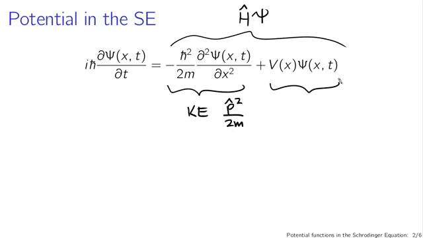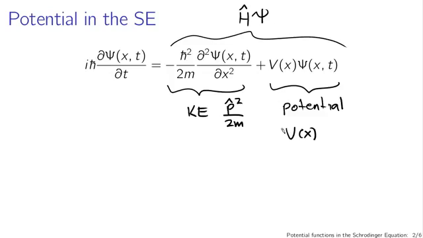And the second piece here is, in some sense, the potential energy. This V of x is the potential energy as a function of position, as if this were a purely classical system. For instance, if the particle was found at a particular position, what would be its potential energy? That's what this function V of x encodes.